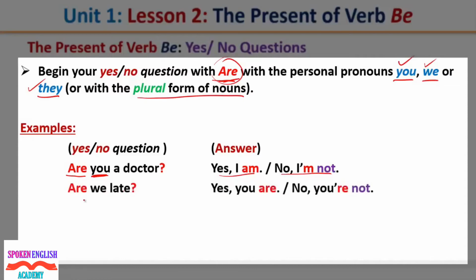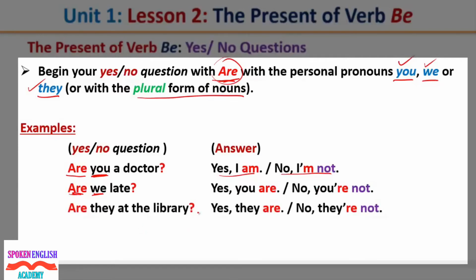Are we late? Notice here we also start the question with the verb are, because the subject here is we. Okay, are we late? Yes, you are, or no, you are not. Are they at the library? Again, we start the question with are because the subject here is plural, they. Yes, they are, or no, they are not.